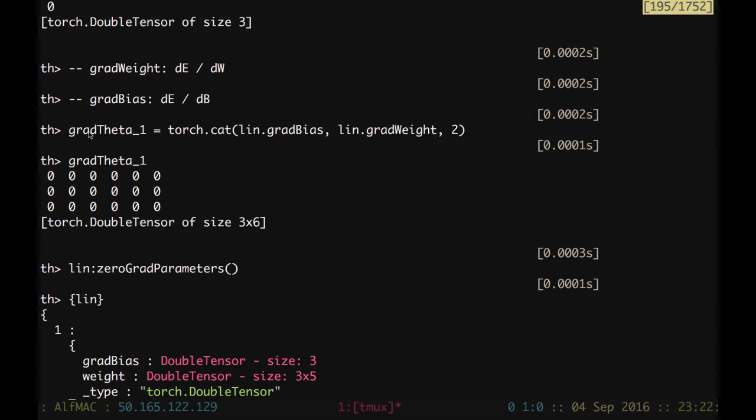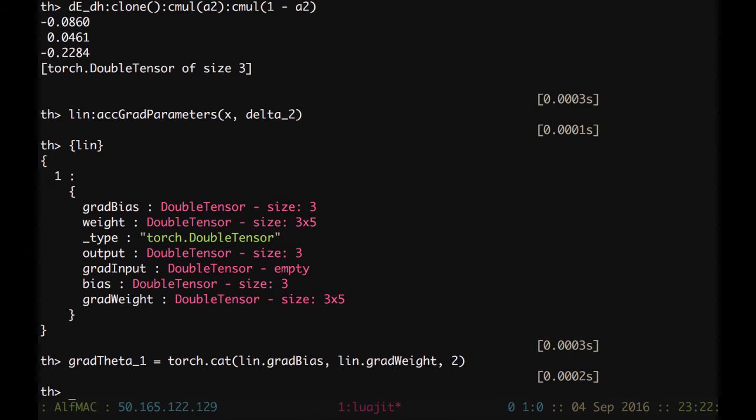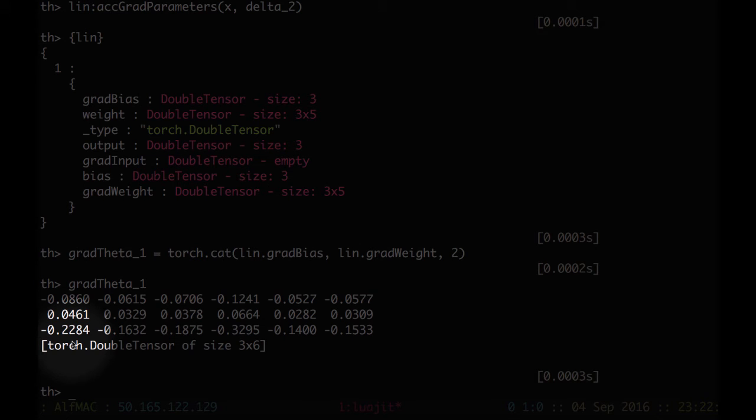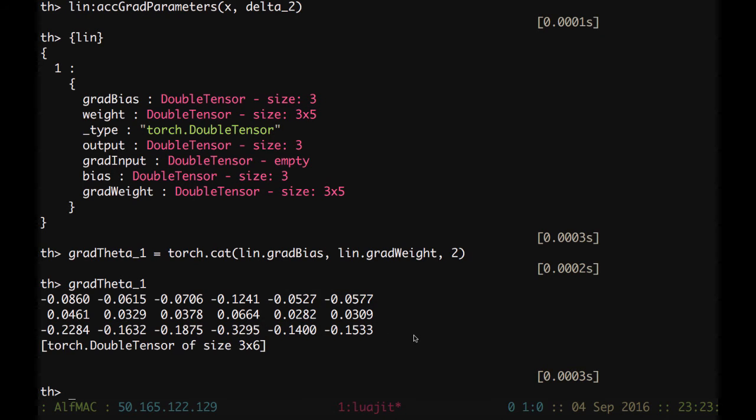So let's see if I print them again, what they are. If we print now grad theta, there you go. This is the partial derivative of the error with respect to the capital theta matrix, which is simply the concatenation of the first column, which is the grad bias, and the other matrix, which is the grad weight. Let's verify also that this computation is correct. We can do so by performing the column vector multiplication times the row vector, so that we have the partial derivative of the error with respect to the parameters of the linear module.